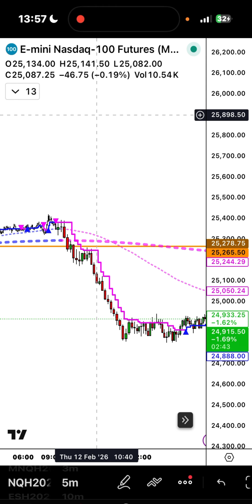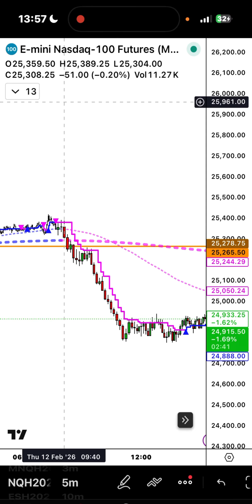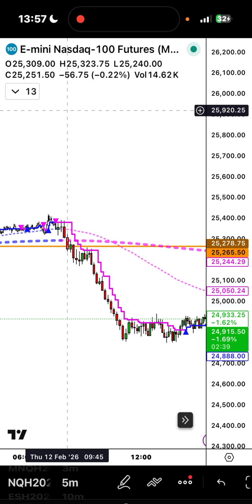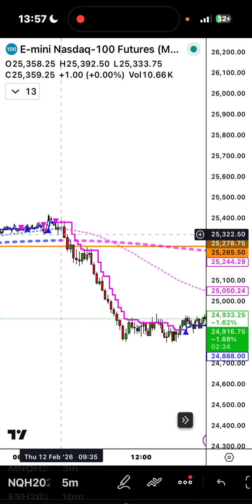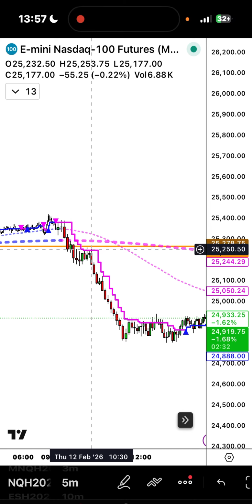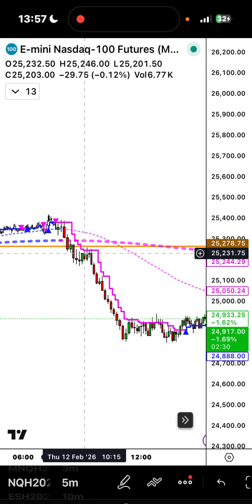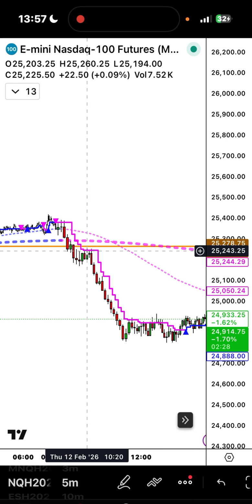Because mimi kaige kwa hii trade ningeingia hapa nyuma vile zilianza kuturn. Vile tu ilishuka hapa na zote zilikuwa zimeturn pink hapa, ningeingia around hii area. Kwanza vile ilipita hii line tulikuwa tumechora jana, ningeingia around here. Hapa ndio ningeanza kuingilia. Na ukumbuke hii ni 5 minute chart.